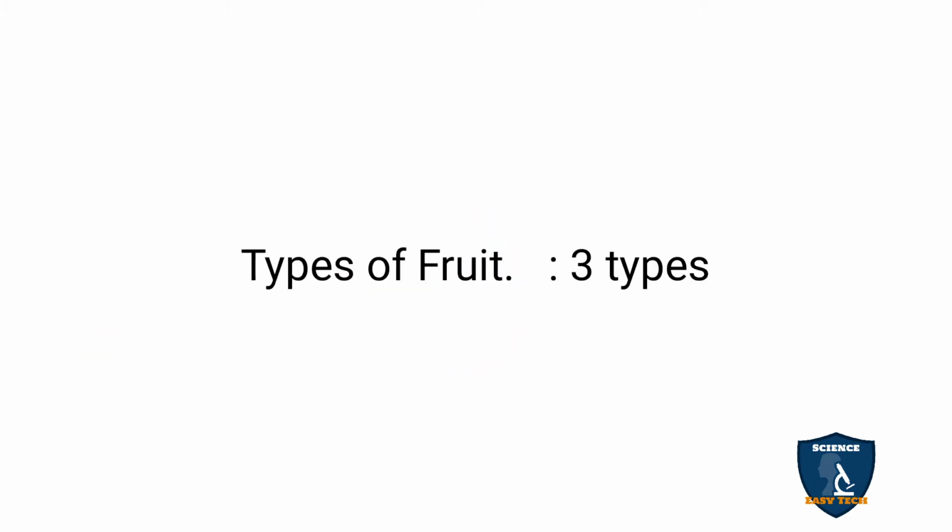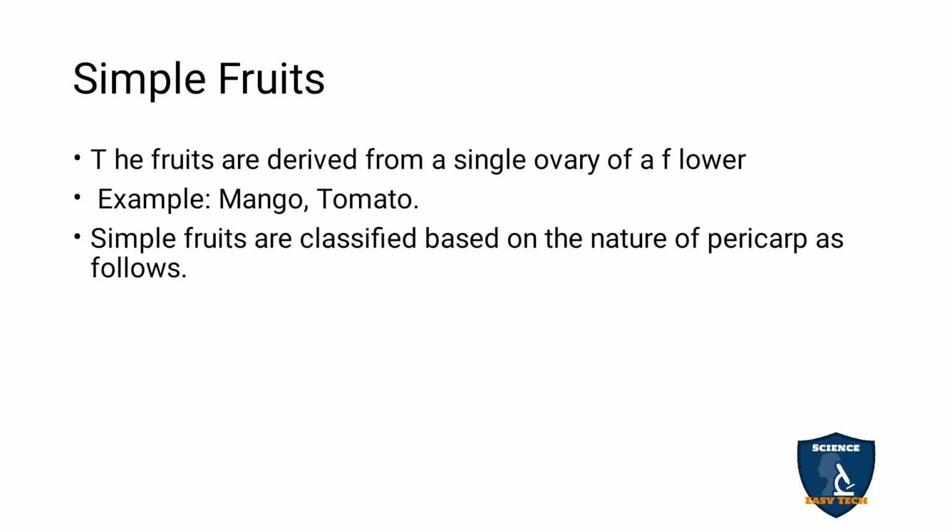Types of fruits. There are three types, but in this video you are going to see one type. The other two types I will put in another video. Simple fruits are fruits derived from a single ovary of a flower. The fruit developed from a single ovary of the flower is called a simple fruit. Example, mango, tomato. Simple fruits are classified based on the nature of the pericarp.